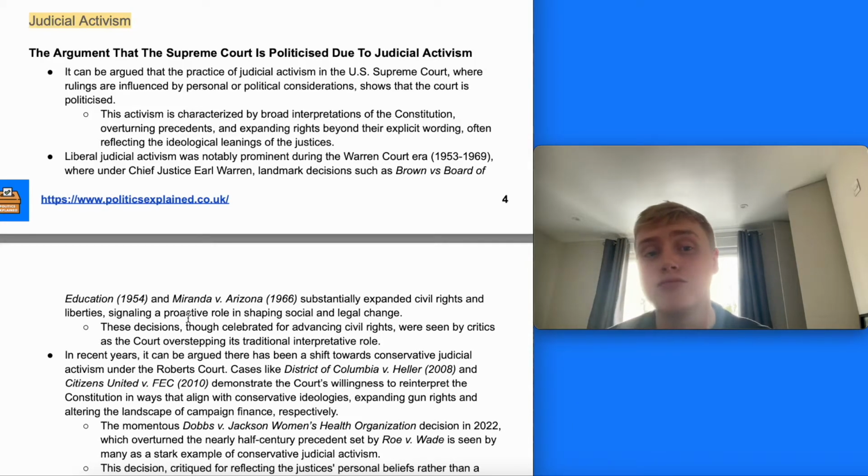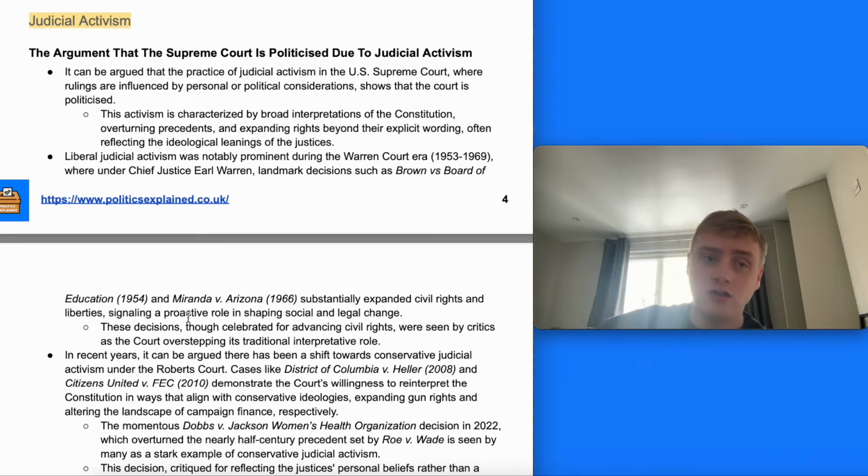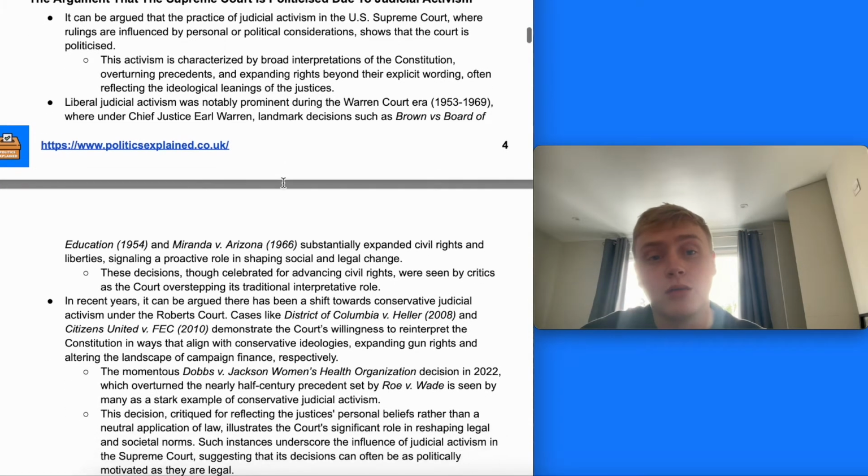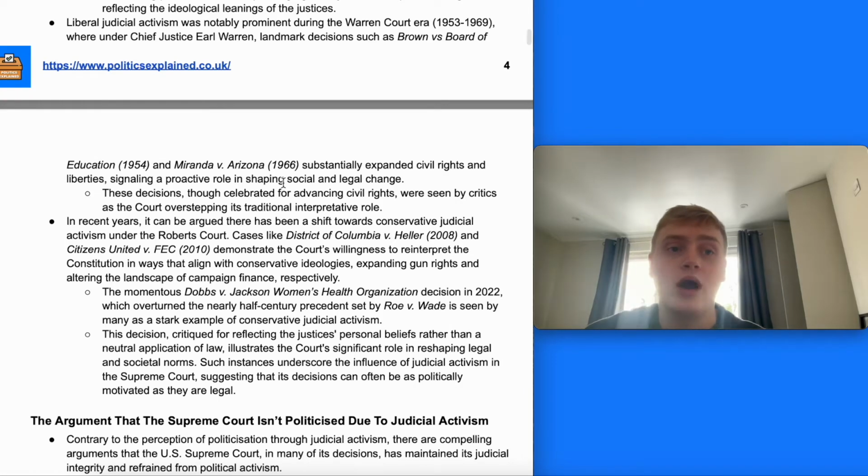And this is characterised by broad interpretations of the Constitution, overturning precedents and expanding rights beyond their explicit wording, often reflecting the ideological leanings of the justices. So liberal judicial activism was notably prominent during the Warren Court era, where Chief Justice Earl Warren's landmark decisions such as Brown v. Board of Education and Miranda v. Arizona substantially expanded civil rights and liberties, signalling a proactive role in shaping social and legal issues. And they also expanded the federal government's role, in particular Congress.